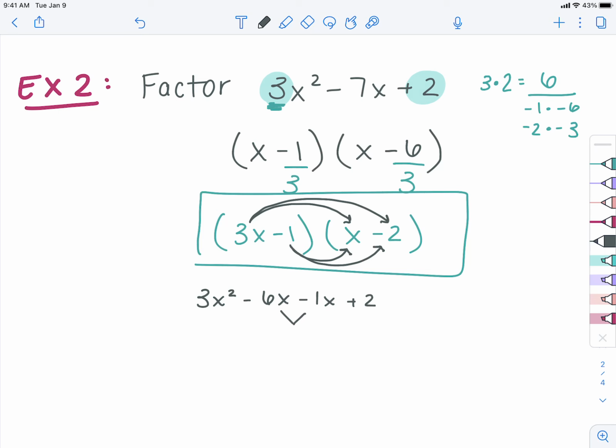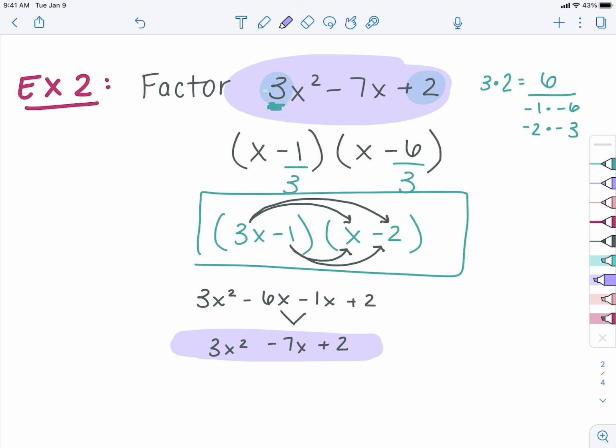Then we can collect our like terms. -6x minus 1x gives us -7x, and I just bring down my +2 and my 3x squared, and now I have exactly the same thing that I started with up here, so I know that my answer was correct. So you can always check yourself by busting out your foiling skills and actually foiling it to make sure that you have the correct signs if you weren't totally confident with yourself.